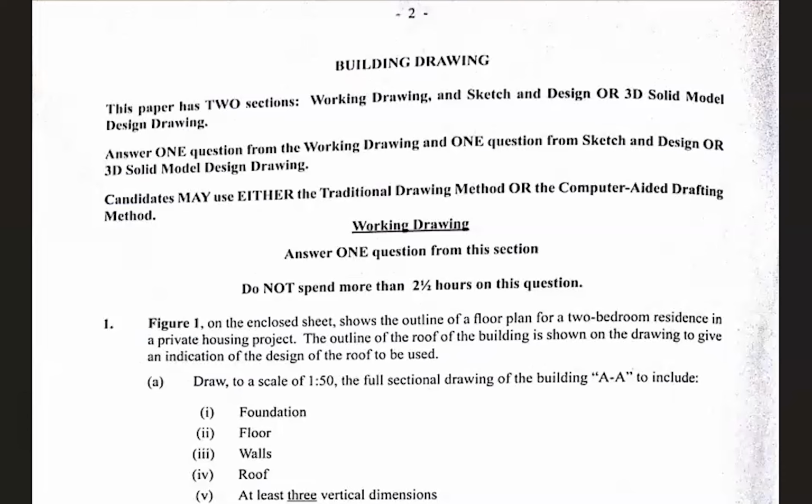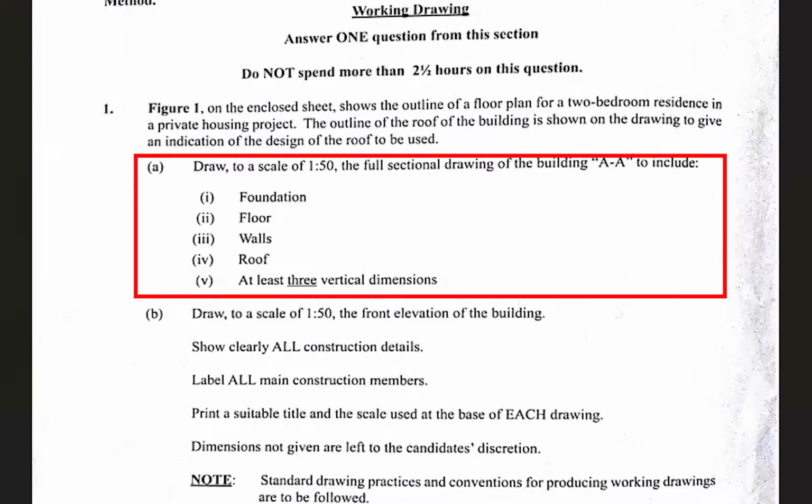Figure 1 on the enclosed sheet shows the outline of a floor plan for a 2-bedroom residence in a private housing project. The outline of the roof of the building is shown on the drawing to give an indication of the design of the roof to be used. A. Draw to a scale of 1 to 50 the full sectional drawing of the building A to A to indicate foundation, floor, walls, roof. At least 3 vertical dimensions.